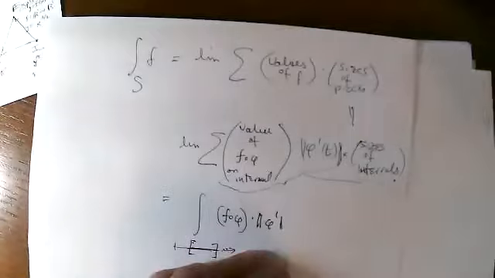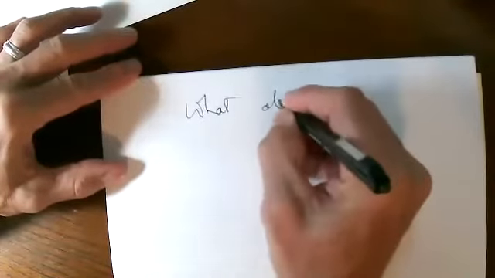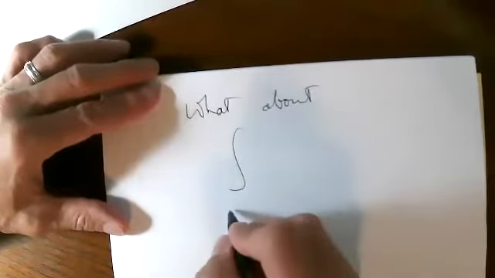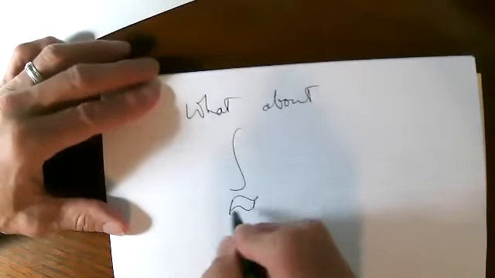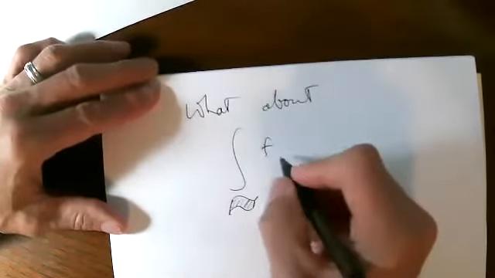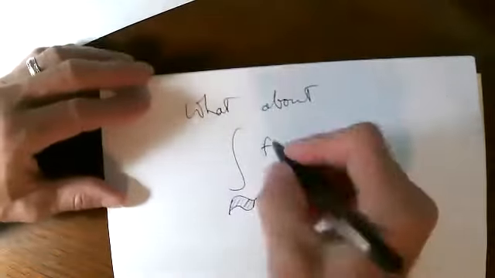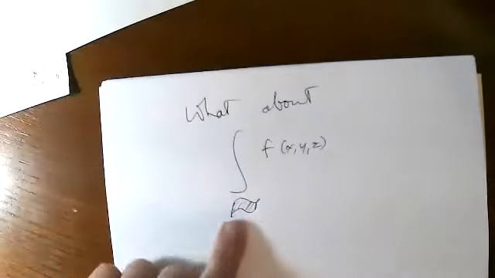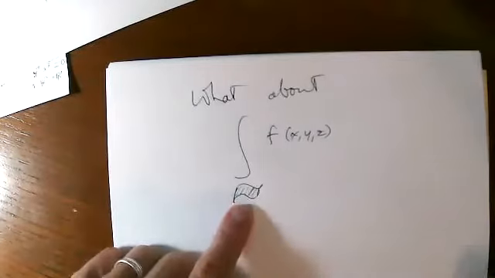Now, let's talk about integrating over surfaces. So what about when you have to integrate over some sort of a surface that floats around in three-dimensional space? I give you some function. Let's suppose that the function has been described in terms of the x, y, and z coordinates of a position.